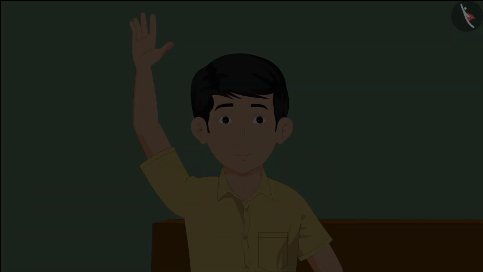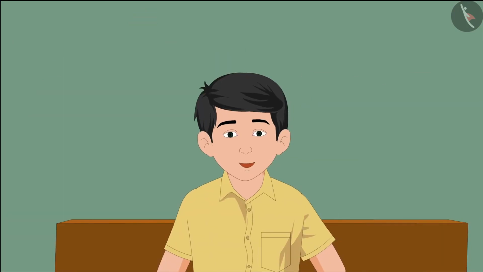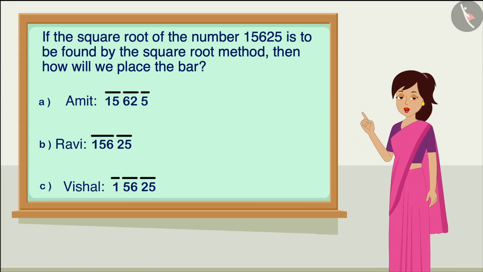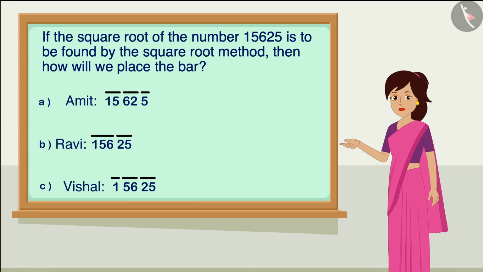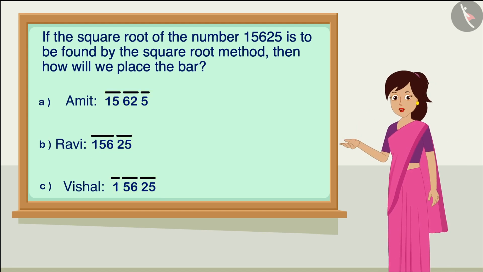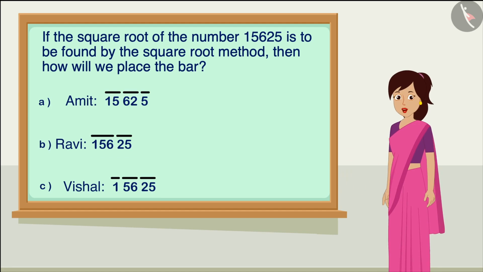Three students, Ravi, Amit and Vishal, completed the first step, that is, placing the bar on the digits of the perfect square number. The responses of the three students are given below. Can you tell which of these is correct? If you want, you can solve the question by stopping the video here.